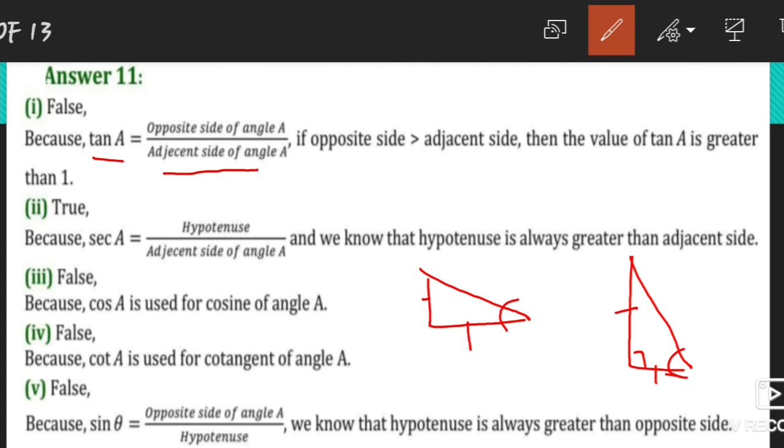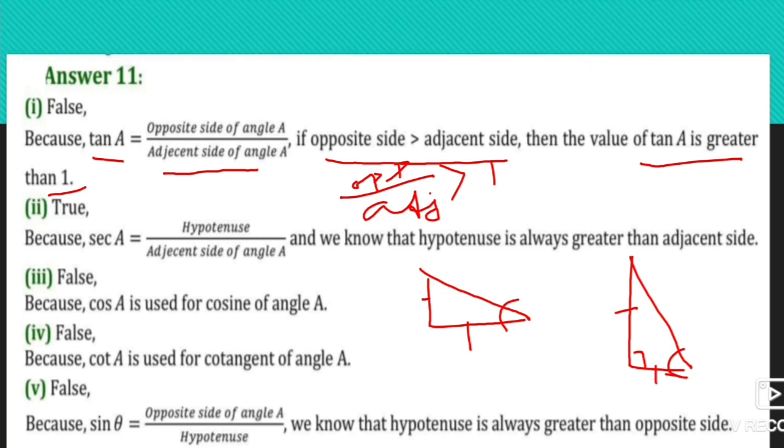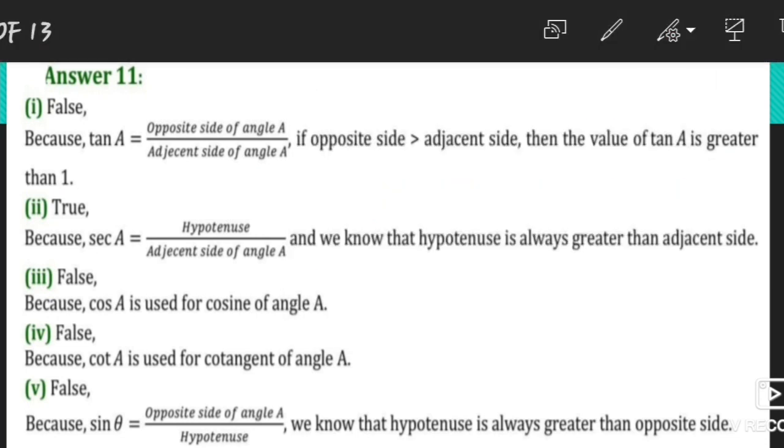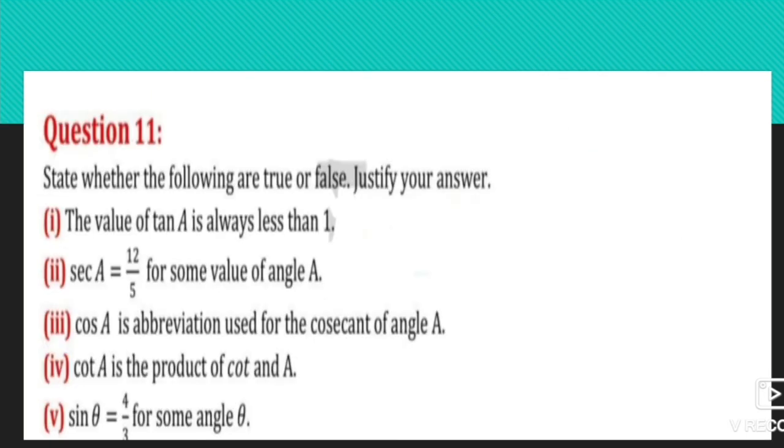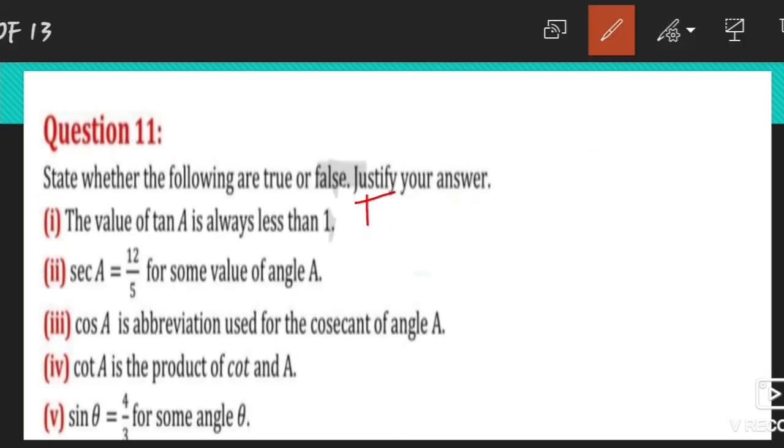So in some cases opposite side is more than adjacent side, and if opposite is more than adjacent, then opposite by adjacent will be more than 1. So you can say that the value of tan A can be greater than 1. It is not always less than 1, right? That's why the given statement is false. So the first one becomes false.